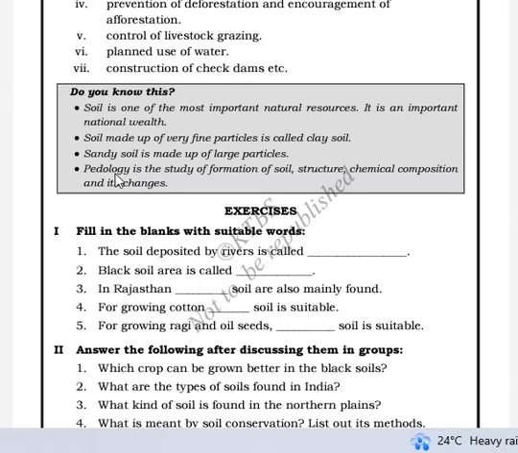Okay, and this one, pedology. What is pedology? Pedology is the study of formation of soil, structure and chemical composition and its changes. So this is also important. What is the study of soil known as? The study of soil is known as pedology. It is the study of formation of soil, structure, chemical composition and its changes.